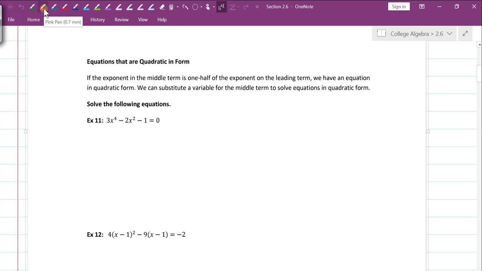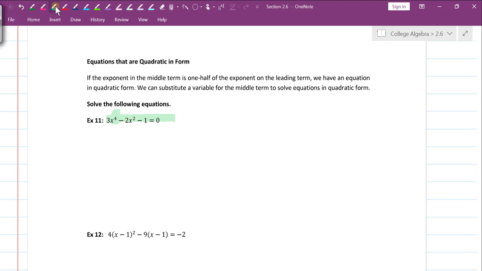The reason we're going to do U substitution is because when you look at this problem right here, you're going to notice it's not in the standard quadratic equation form. You'll notice that right here we have an x to the fourth and then an x squared. So normally what we have is ax squared plus bx plus c equals 0. So we want to change this equation into our standard form using U substitution, solve it, and then substitute back in the values for u to solve for x.